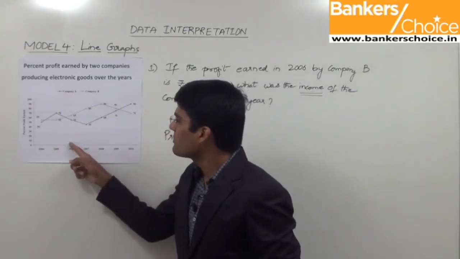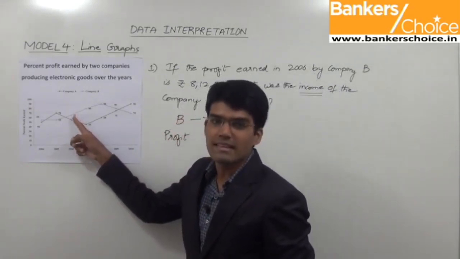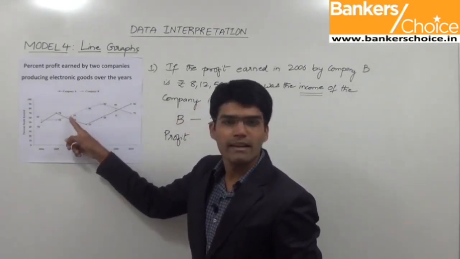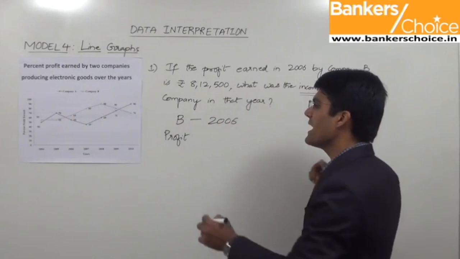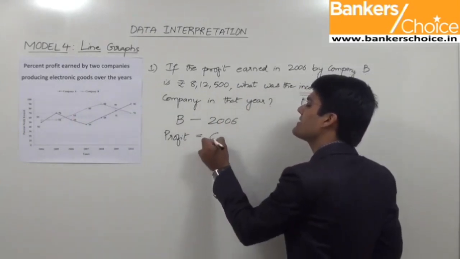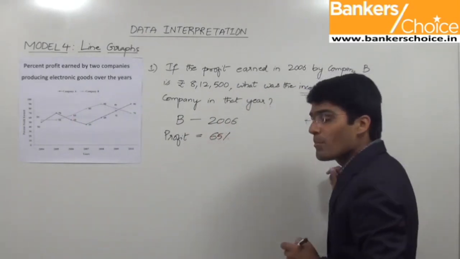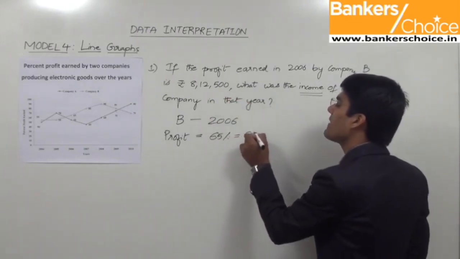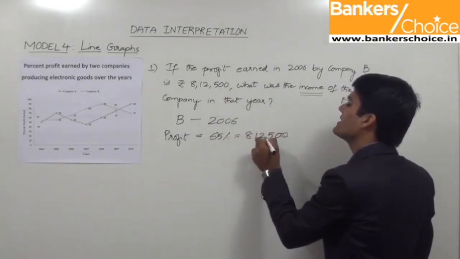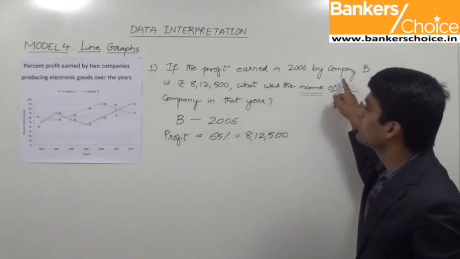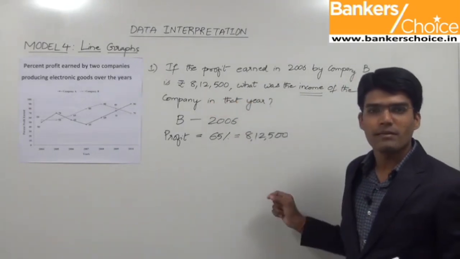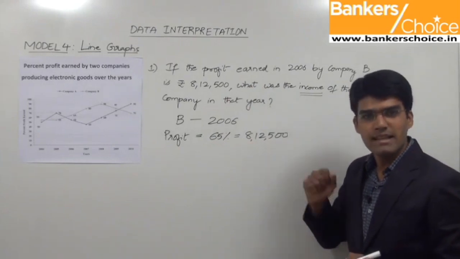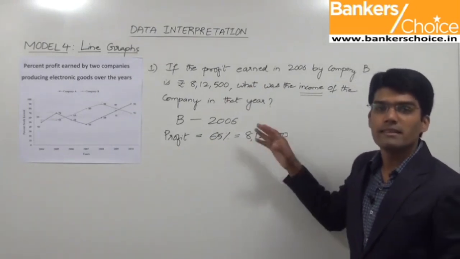Now the profit earned by the company B in 2006. From the graph we know that profit earned by company B in 2006 is 65%, because in 2006 company B is represented by triangle, so it is 65%. So we can say that the profit of B in 2006 is 65%. But this 65% is equivalent to 8,12,500. Why? Because the question says profit earned by the company in 2006 was 8,12,500. So we can very clearly understand that 65% is as good as 8,12,500 in this case.